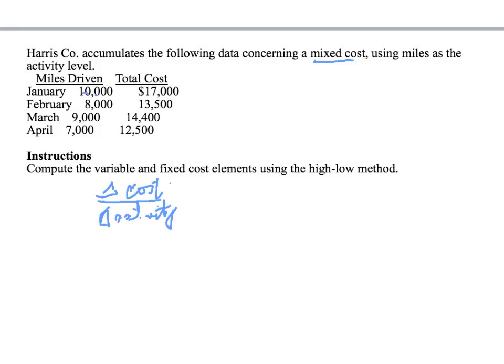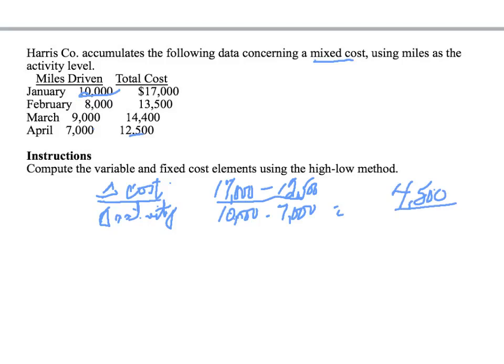Now we take the high activity, 10,000, and the low activity is 7,000. The high cost is 17,000, and the low cost is 12,500, the cost at the low activity. So therefore, the change in cost is $4,500 for a change in activity of 3,000 miles. So that equals $1.50 per mile. And that's our variable cost.